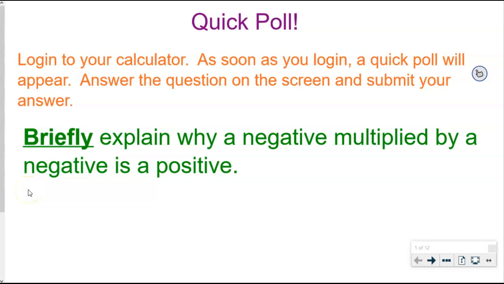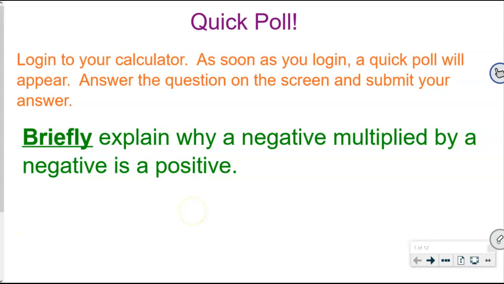Okay, this is Utah Middle School Math Project 2.2C, where we're looking at the rules for division. To get started, let's briefly explain and review why a negative multiplied by a negative is a positive. That's your quick poll. I want you to think about that, write down your response, and then continue the recording.